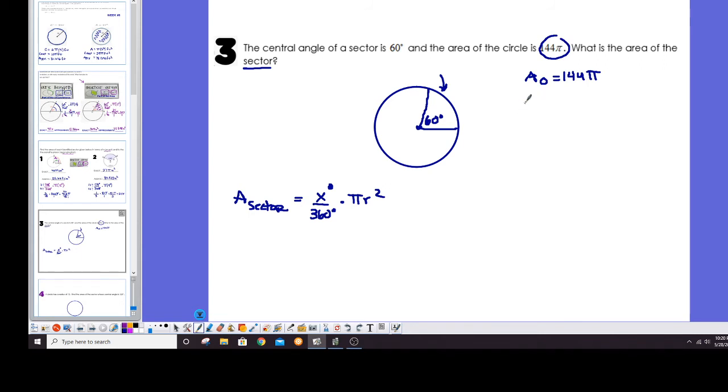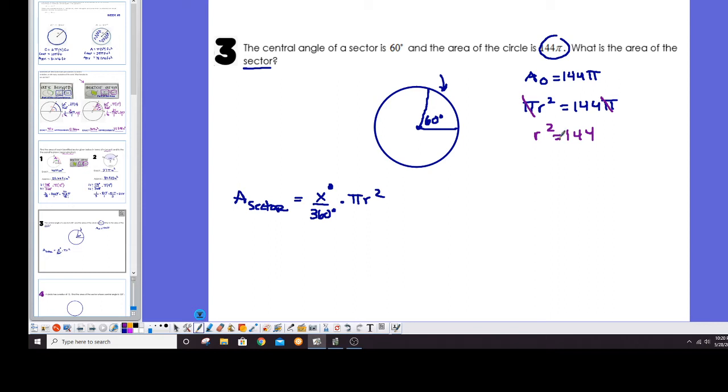So the area of the whole circle, well, that's the formula pi r squared. So pi r squared is equal to 144 pi. That was given to me. Can I disseminate this information to find r? I sure can. I can solve for r squared. That happens to be the only variable we see here. So what we can do is cancel what's on one side with the other. So the pi's can cancel out, and I'm left with r squared equals 144.